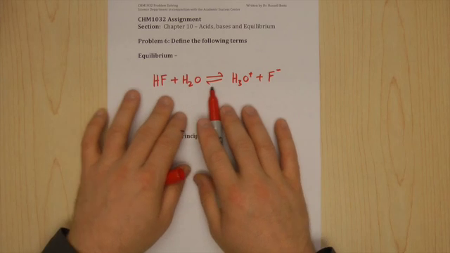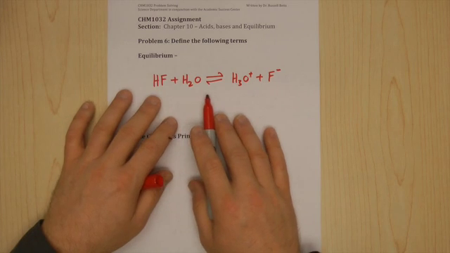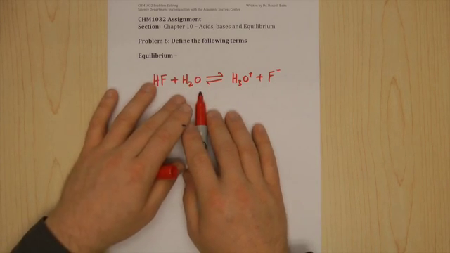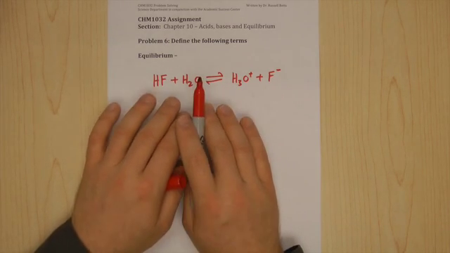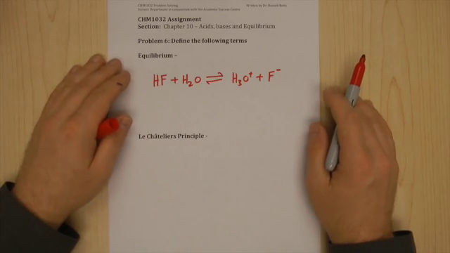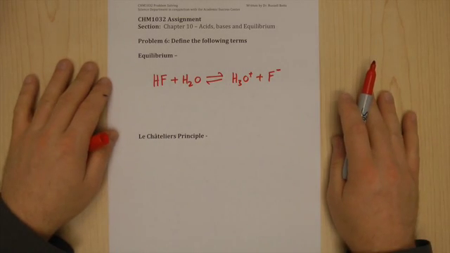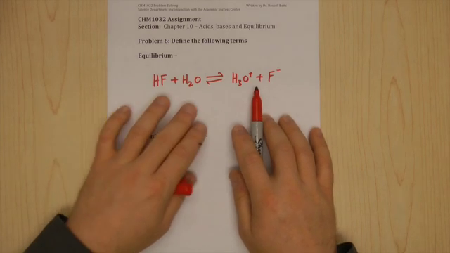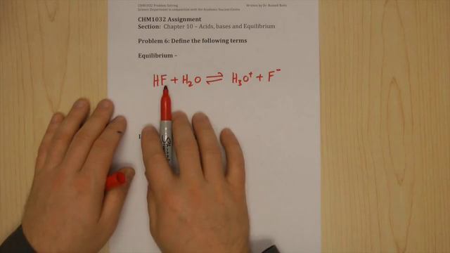That means as the forward reaction goes, the backward reaction is also occurring at the same time. Okay? So as HF and water are reacting to give you hydronium and fluoride, hydronium and fluoride are reacting to give you HF and water. So the forward reaction and the backward reaction in a flask are occurring at the same time. More importantly, they're occurring at the same rate. Now that's a little bit weird.